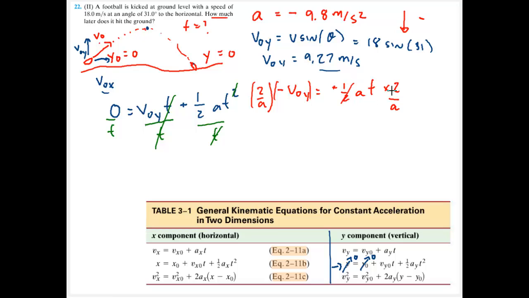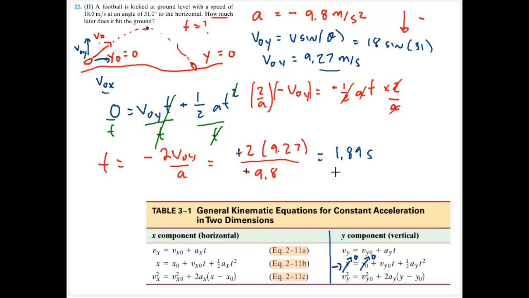Everything's going to cancel out there, and cancel out there, and I'm left with my time of flight to be negative 2 v0y divided by the acceleration. So negative 2 times 9.27 meters per second, acceleration 9.8 meters per second squared. It's downwards, it's negative. We can see that the negatives are going to cancel out, and I'm going to be left with 1.89 seconds.